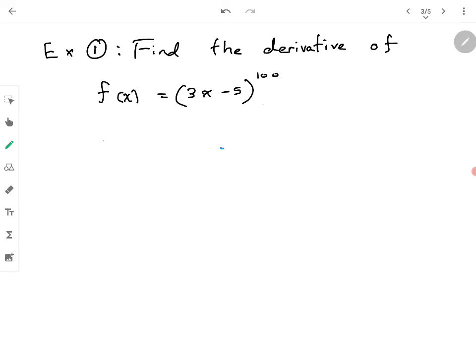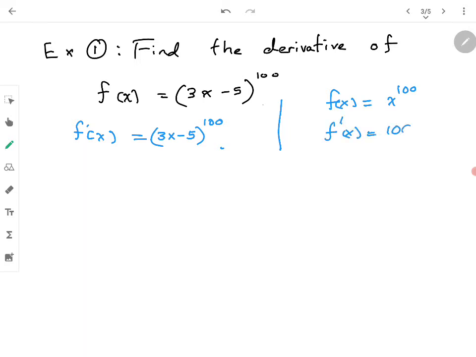Okay, so this one, we want to find the derivative of this function f(x) is equal to 3x minus 5 to the 100. So this is similar to x raised to the 100, and we know how to differentiate x raised to the 100 using the power rule. It's 100 times x to the 99. So the reason we can't say this is the correct answer is because it's not x inside. The inner part is 3x minus 5 and the outer is the power. So then you need to use the chain rule.